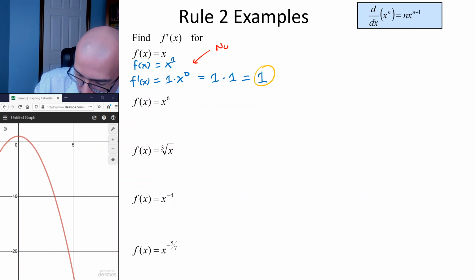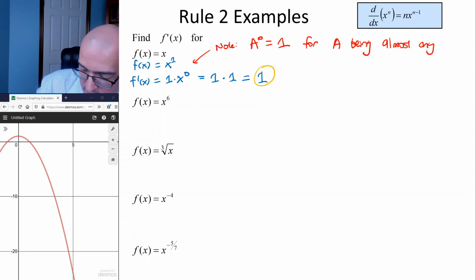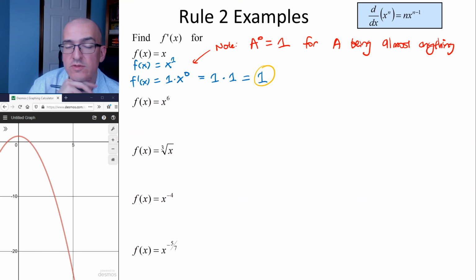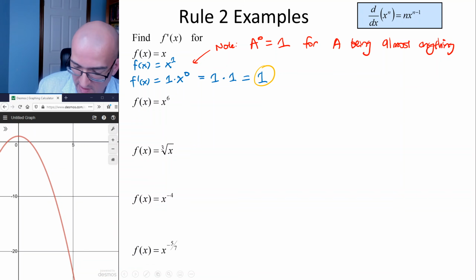I'll just write that down. Note that a to the 0 is equal to 1 for a being almost anything. There is one exception, that's 0 to the 0. 0 to the 0 is undefined, except in the limit, it might be defined. Anyway, okay, next one, we take the derivative.